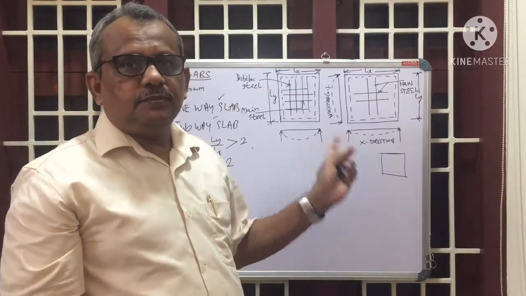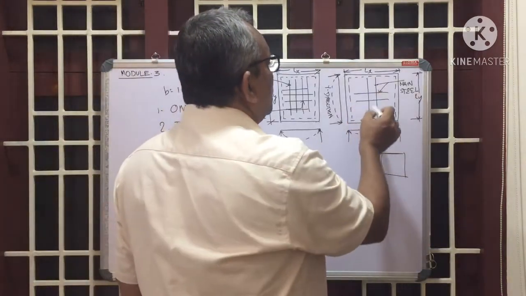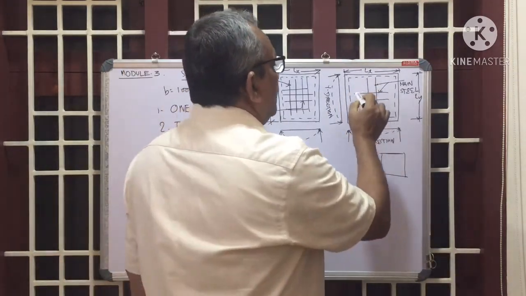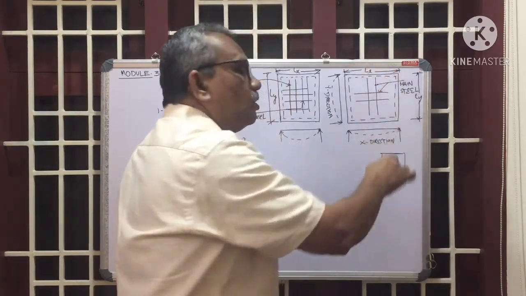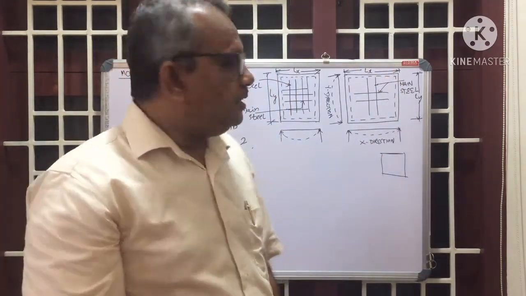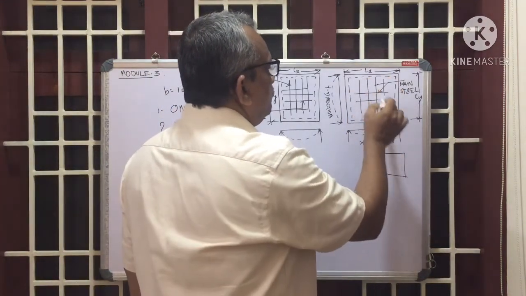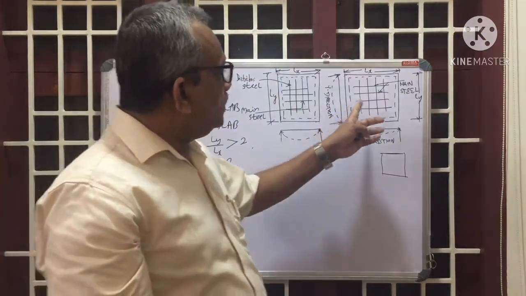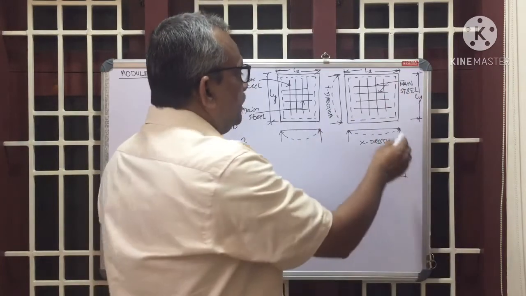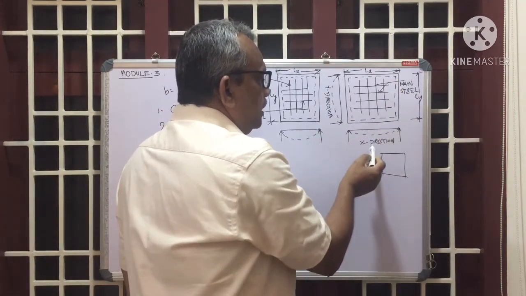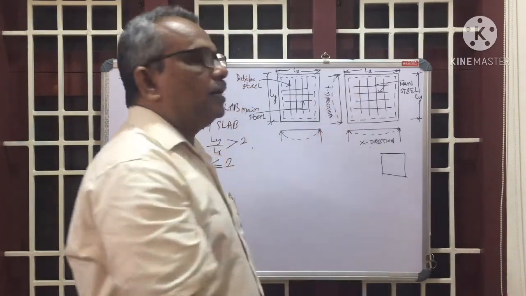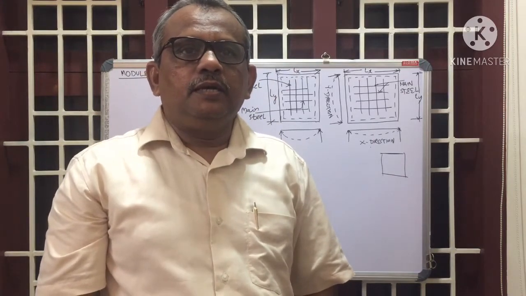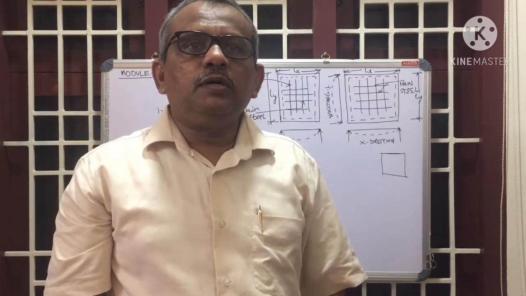So in that case, both directions are to be considered as the span, right? Lx span, Ly span, and main reinforcements will be provided along both directions. See here, these are the main reinforcements along the Ly direction, and these are the main reinforcements along the Lx direction. So both are main reinforcements to be designed. See the curvature of bending in the X direction and in the Y direction. That depends upon the room size, whether we will design it as a one-way slab or a two-way slab.